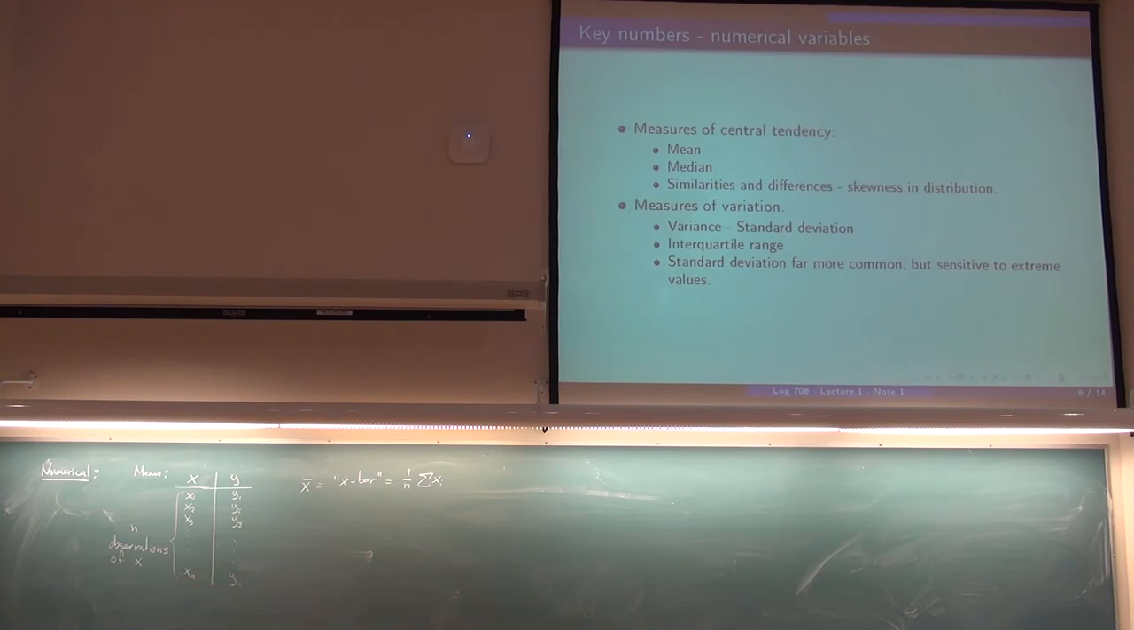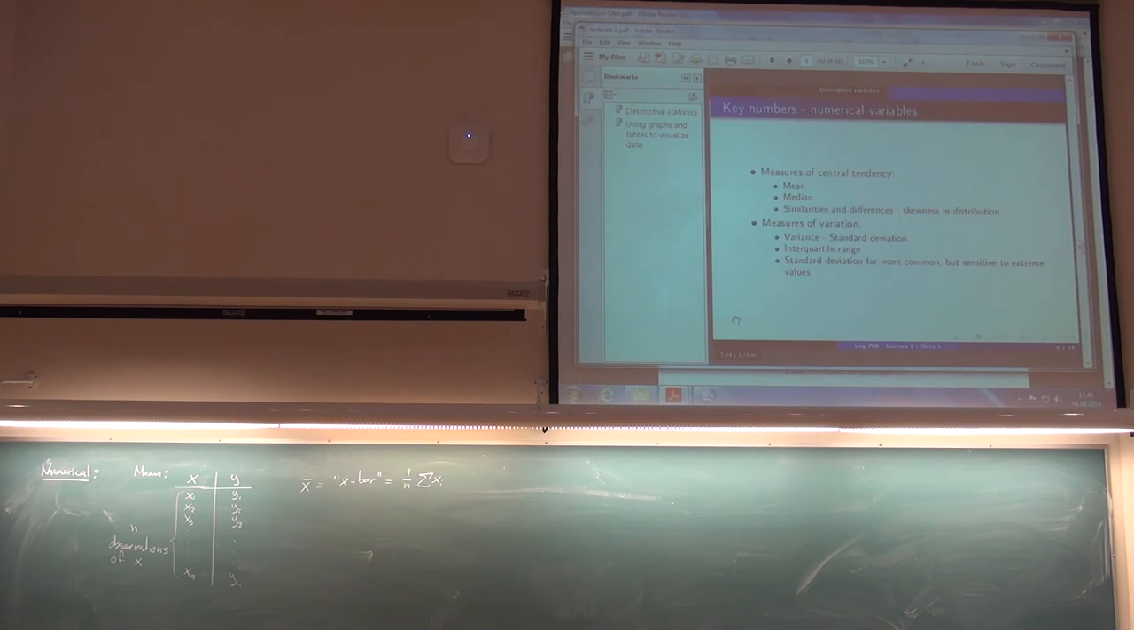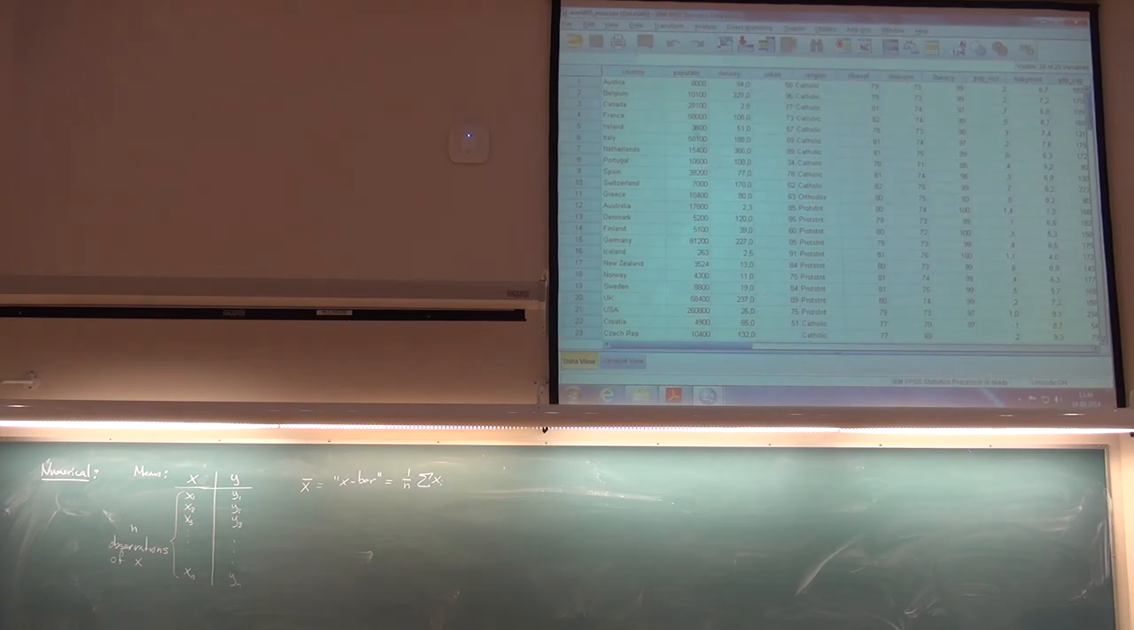So we might just look at our data here. Here we have a set of, I think, about 110 countries. And if I say X is the population, then X1, X2, and so on are these numbers down here. This is in thousands, I guess. So this is 8 million, right? 8,000. So what is X bar?